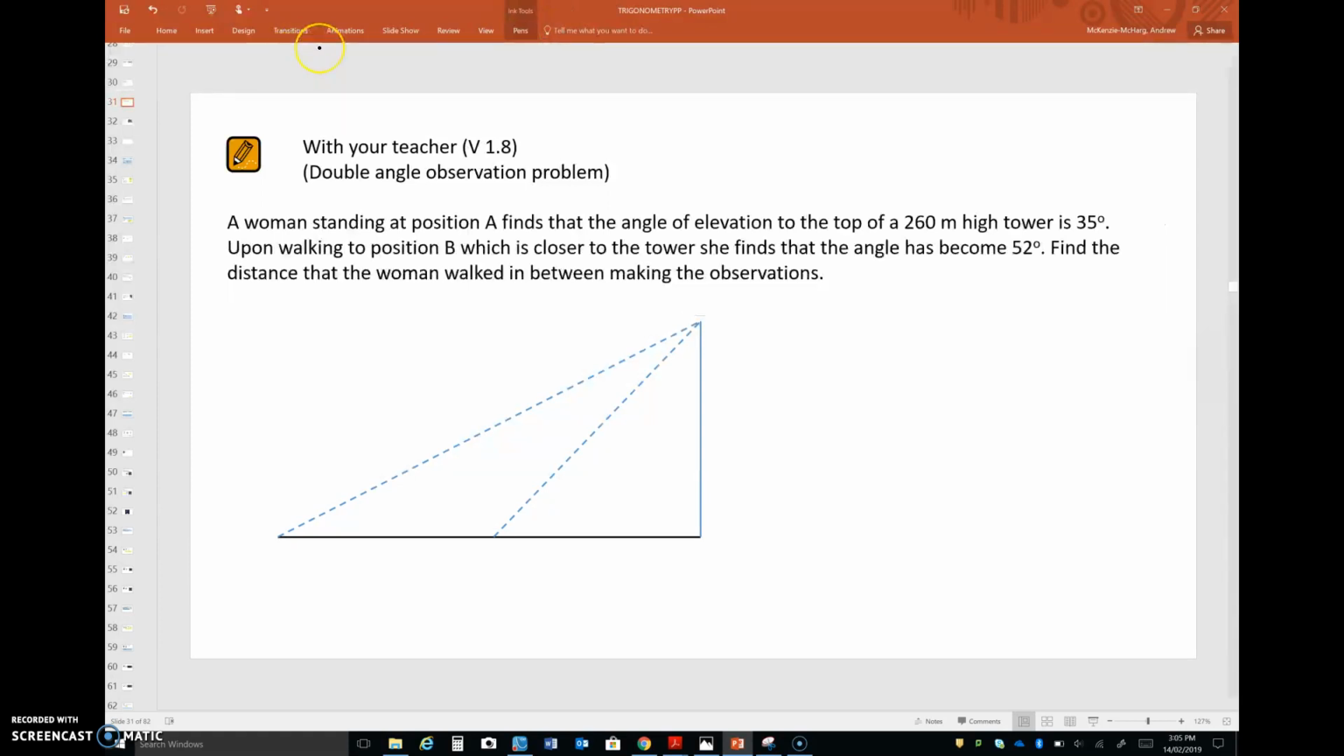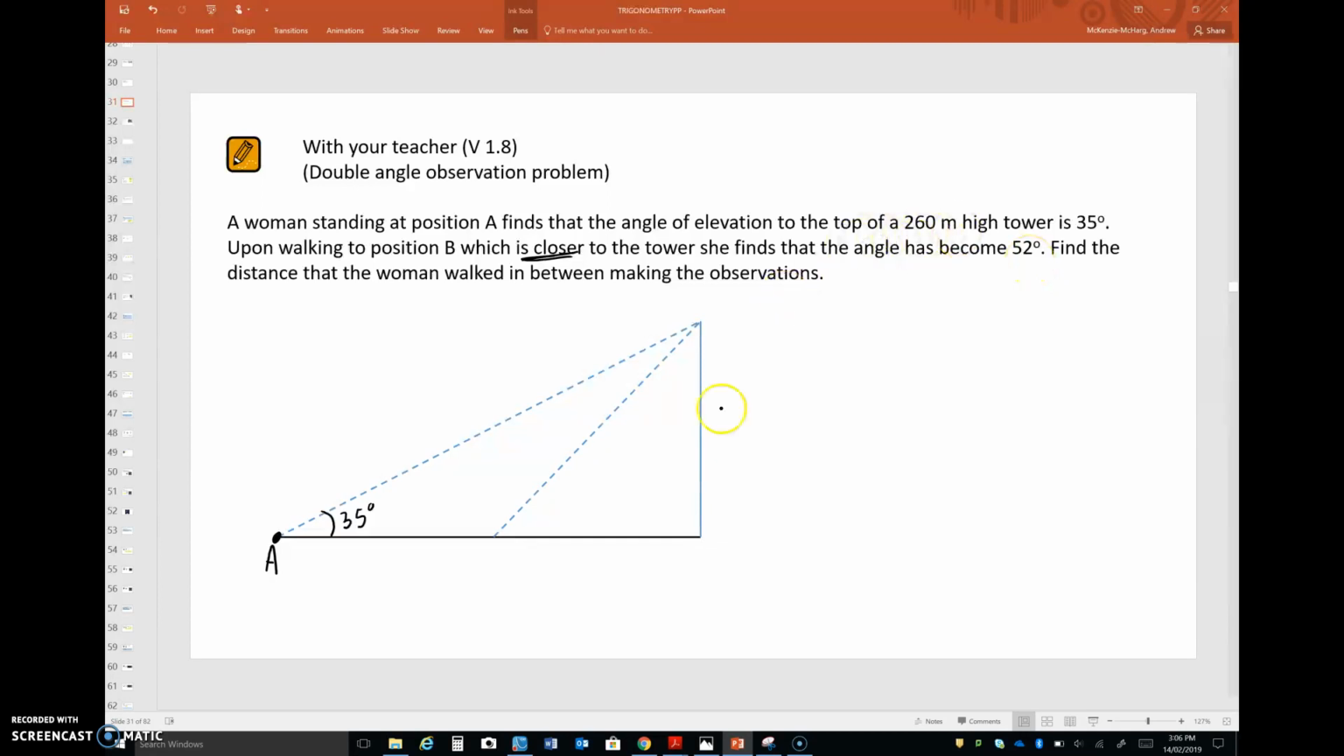So we're told that this woman is at position A, and there's an angle of elevation to the top of a 260 metre high tower. So I can tell from the numbers in this question that position A is going to be here because this is an angle of elevation of 35 degrees. Now later on at position B that's going to become 52 degrees, which is obviously closer, well they say that it's closer to the tower, and also the fact that it's a greater angle means that she must be closer to the tower.